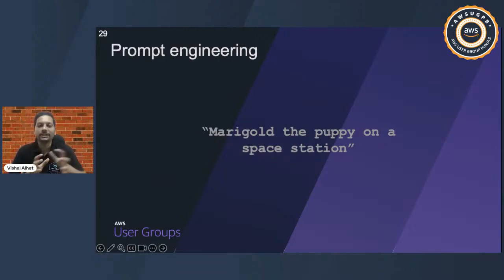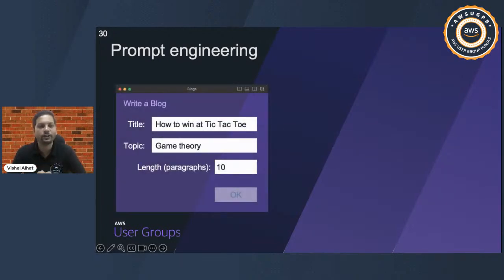Let's move to prompt engineering. What is prompt engineering? In the previous example, we saw Marigold the puppy on the space station. This is called a prompt that we provide to any kind of model in order to get particular results. That might be text-based, image-based, any kind of thing.